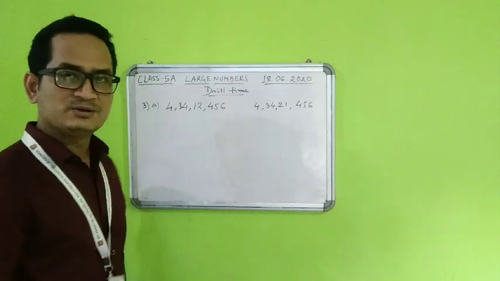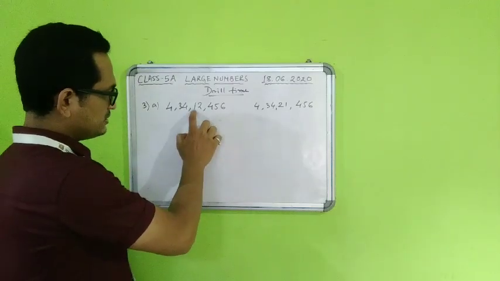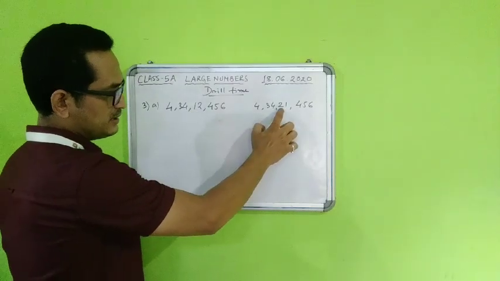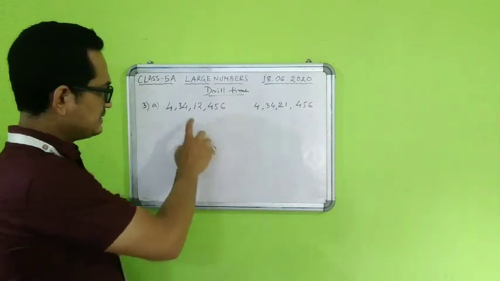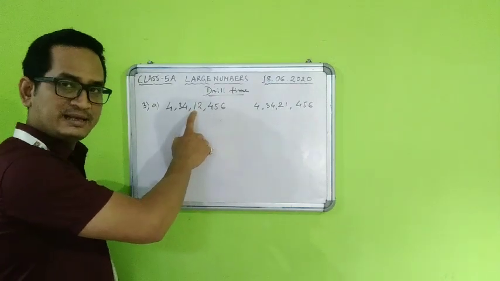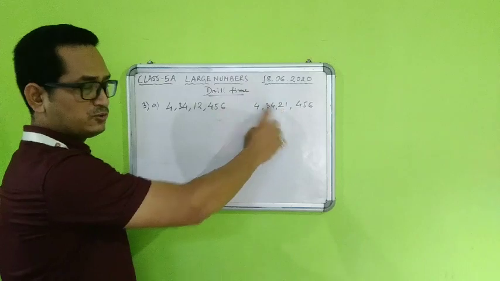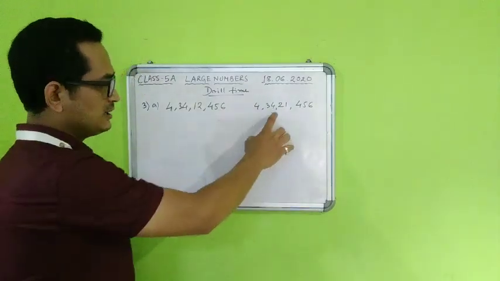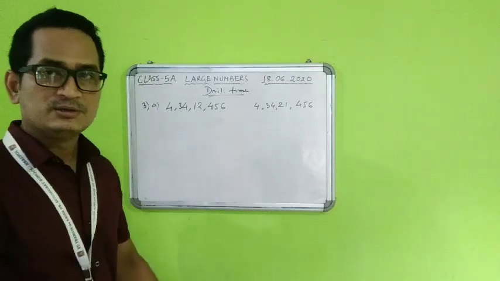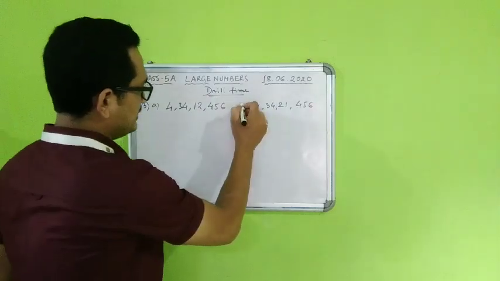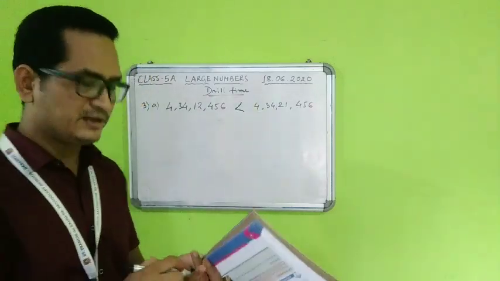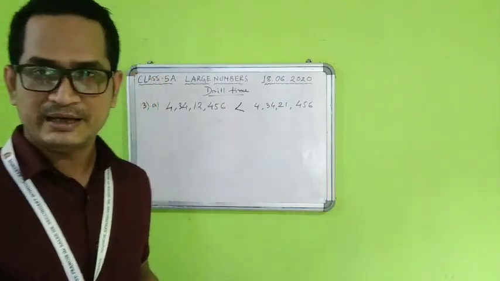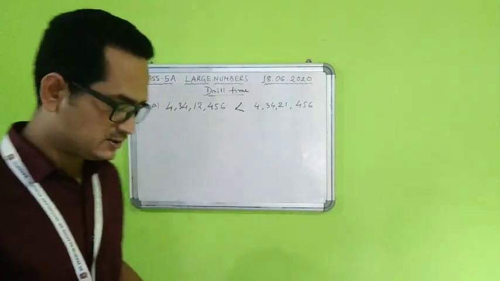Now come to the 10,000 place. In the 10,000 place, here there is 1, and here it is 2. So this 1 has the place value 10,000, and this 2 has the place value 20,000. So obviously 20,000 will be greater, or indirectly I can say 2 is greater than 1. So which number will be greater? Definitely this number will be the greater one. This is how we can compare, as I already explained the process.